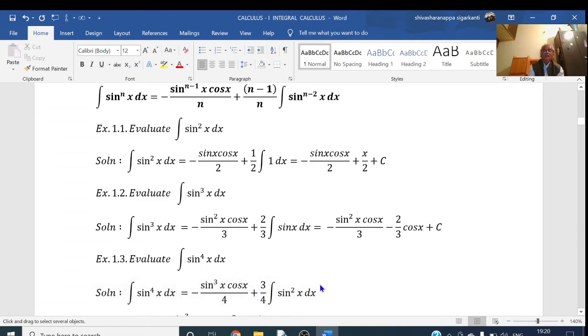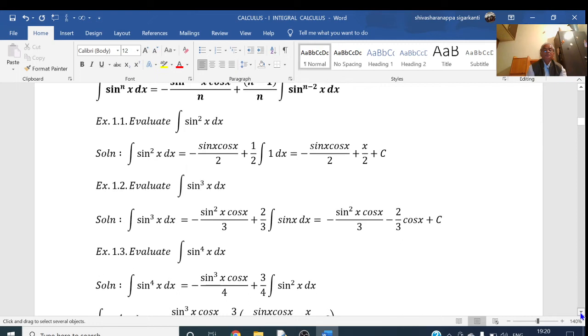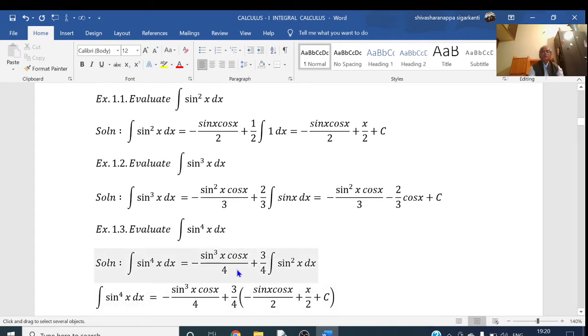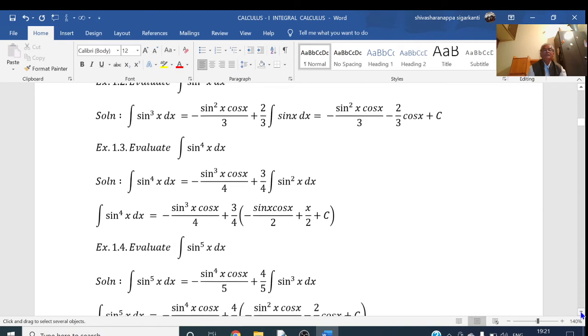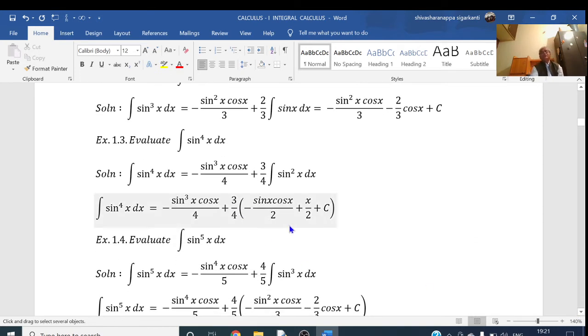Now I will put the value of this one here. This is the integration of sin square x. Already I have evaluated this. So in place of this integration, I will substitute this. So this is equal to minus sin cube x cos x divided by 4 plus 3 by 4 into integration of sin square x, which we have already evaluated: minus sin x cos x by 2 plus x by 2 plus c. If we want, we can simplify this one, or otherwise we keep this as it is.